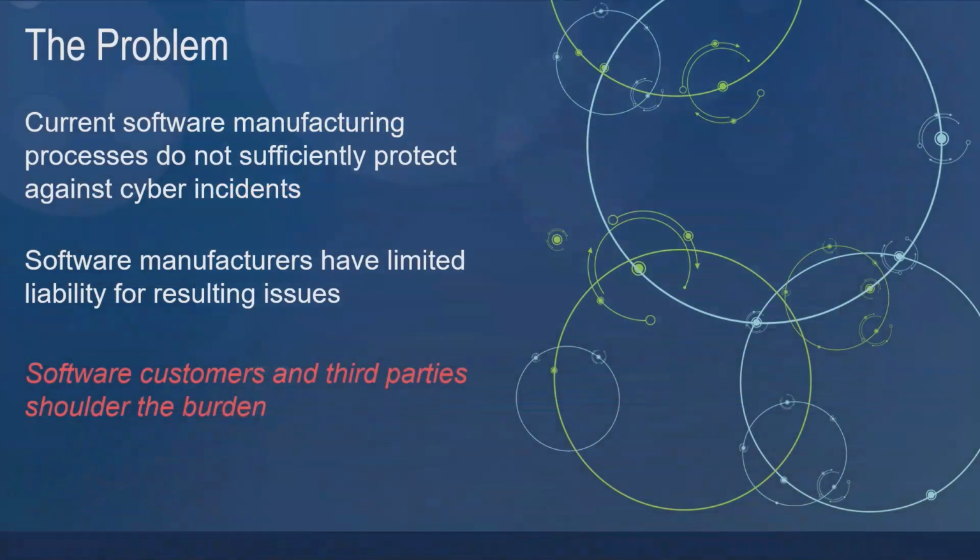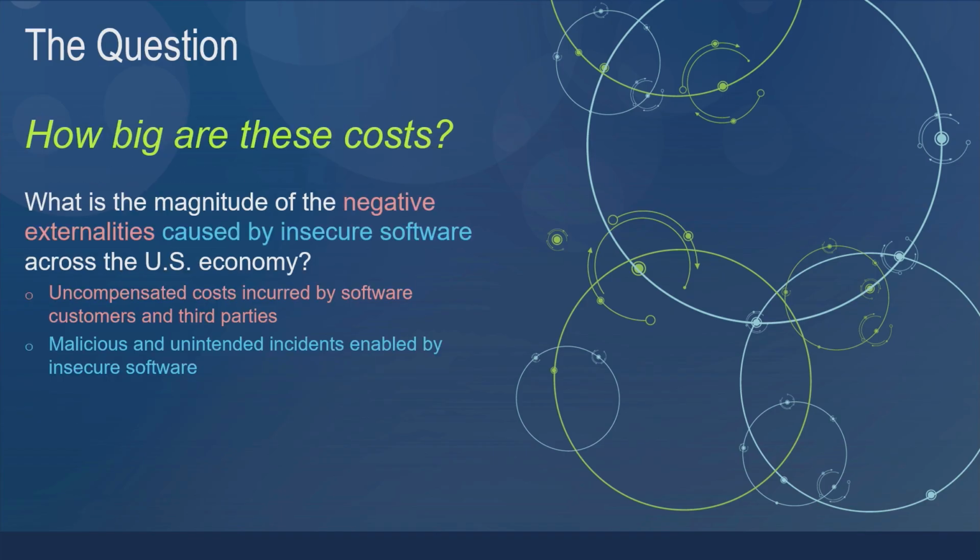So everybody here knows the problem. Current software manufacturing processes don't sufficiently protect against cyber incidents. Software manufacturers have limited liability when an incident occurs. So this means that software customers and third parties are bearing the brunt of most of the costs when incidents happen. So the question for our study is basically, how big are these costs?